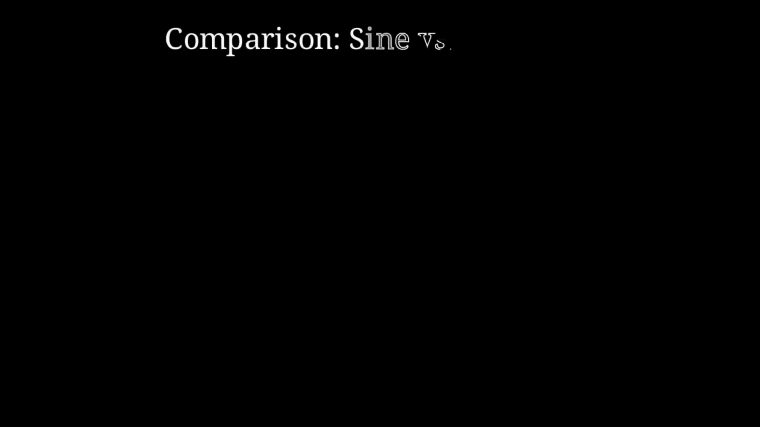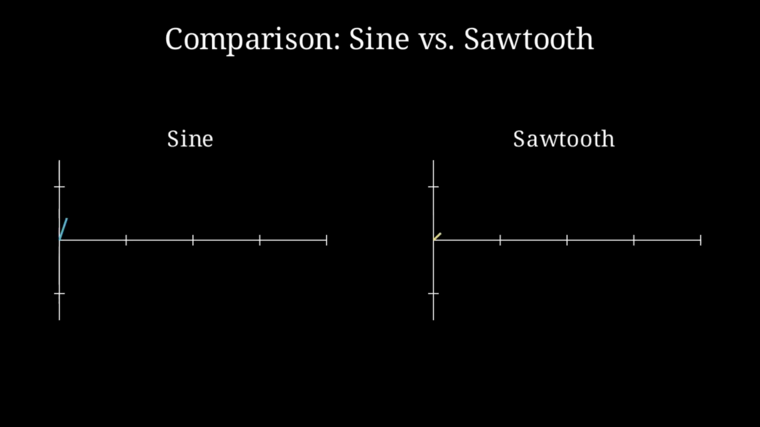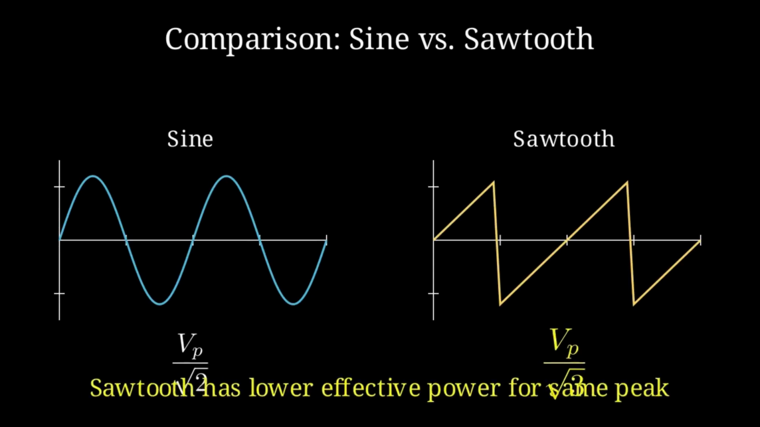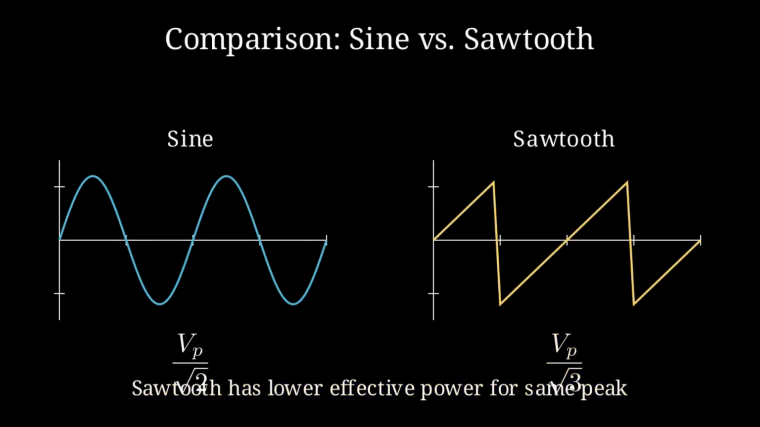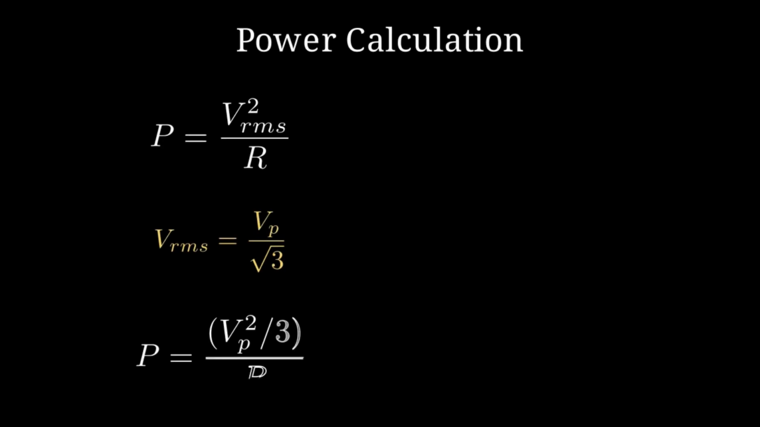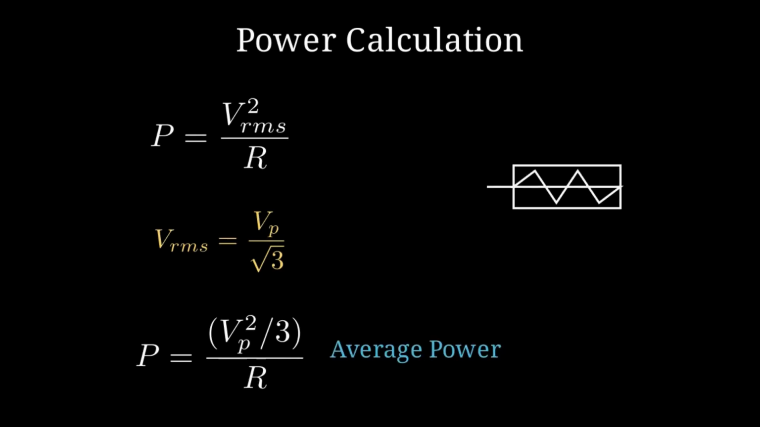It is helpful to compare this to a standard sine wave. While a sine wave's RMS is the peak divided by the square root of 2, the sawtooth uses the square root of 3. This means for the same peak voltage, a sawtooth delivers less power. When calculating average power, the RMS value is vital. By squaring the RMS value and dividing by resistance, we find that the average power of a sawtooth wave is exactly 1/3 of the power that a DC voltage of the same peak value would provide.